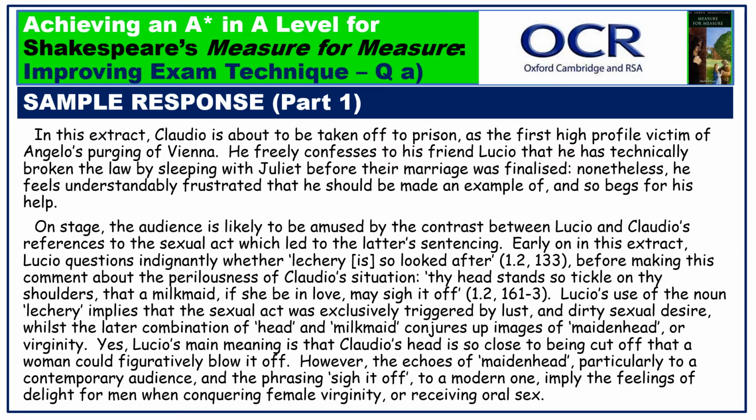Here's my response in full. In this extract, Claudio is about to be taken off to prison as the first high-profile victim of Angelo's purging of Vienna. He freely confesses to his friend Lucio that he has technically broken the law by sleeping with Juliet before their marriage was finalised. Nonetheless, he feels understandably frustrated that he should be made an example of, and so begs for his help.